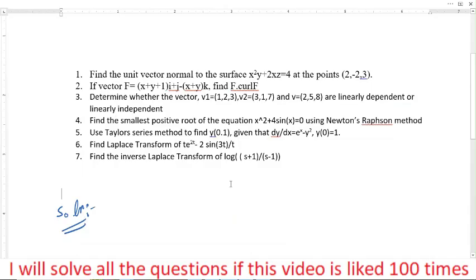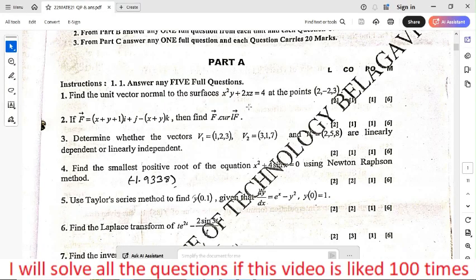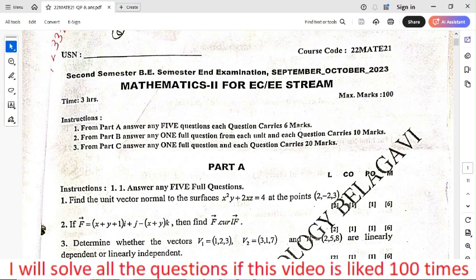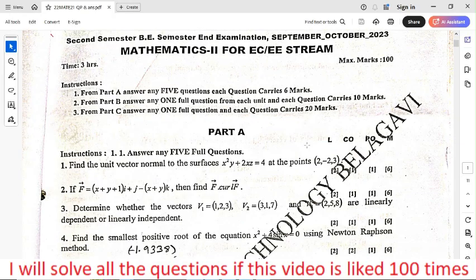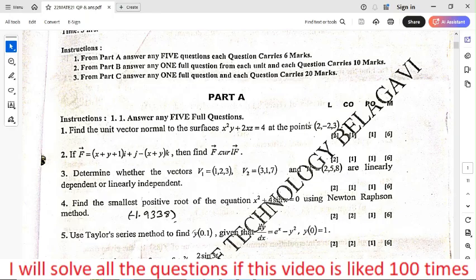Hello students, today we are going to solve the question paper. Here we have the question paper Mathematics 2 for ECE stream, subject code 22MATE21, which is very helpful. We are going to solve all these questions one by one.